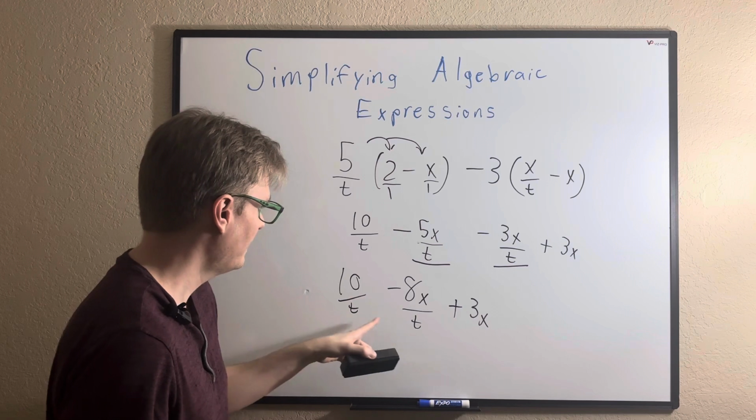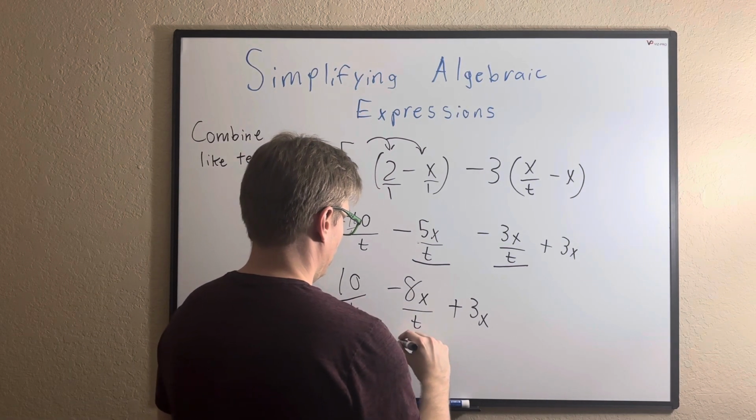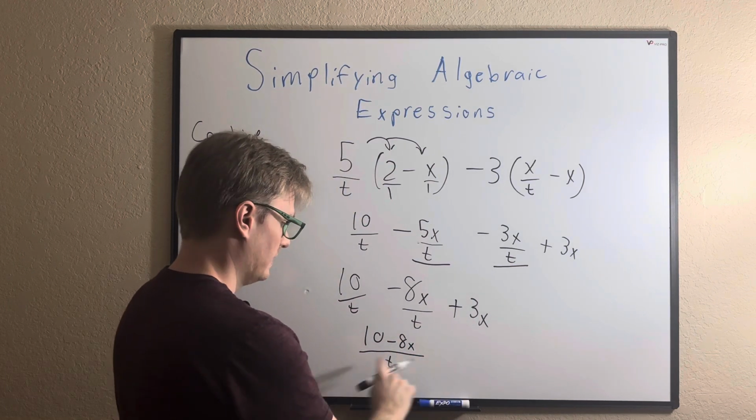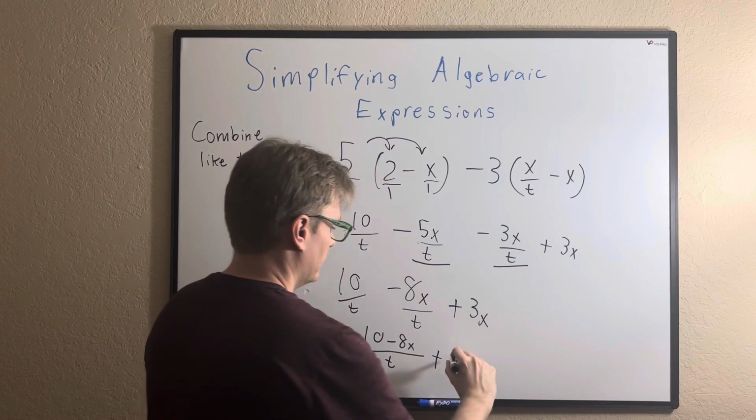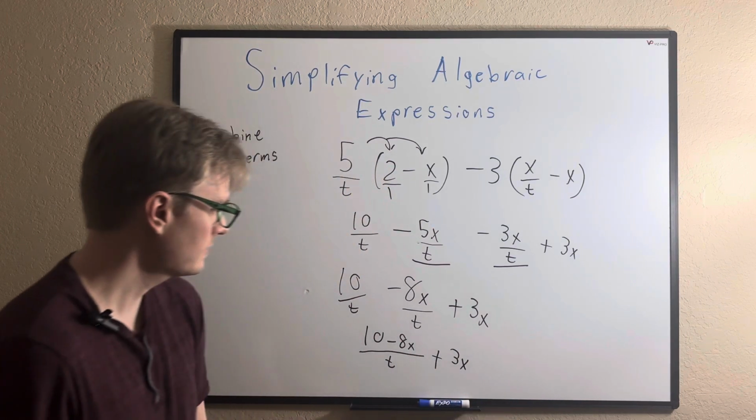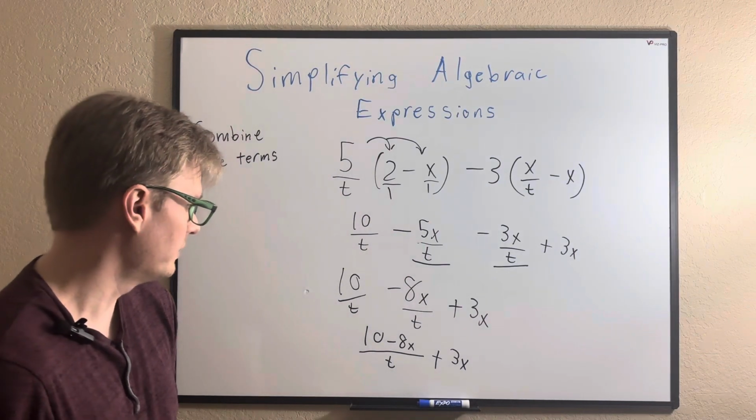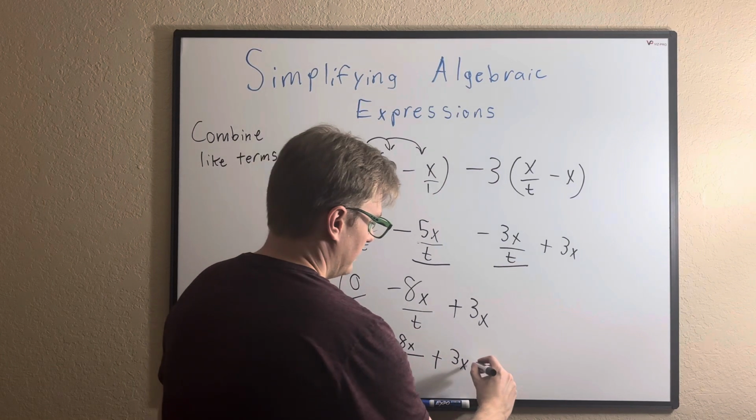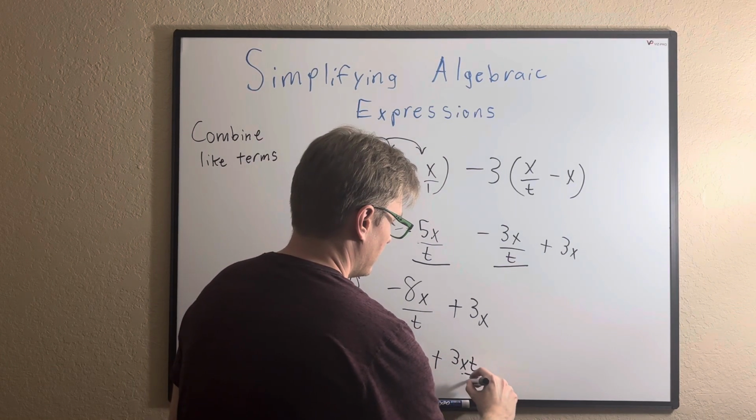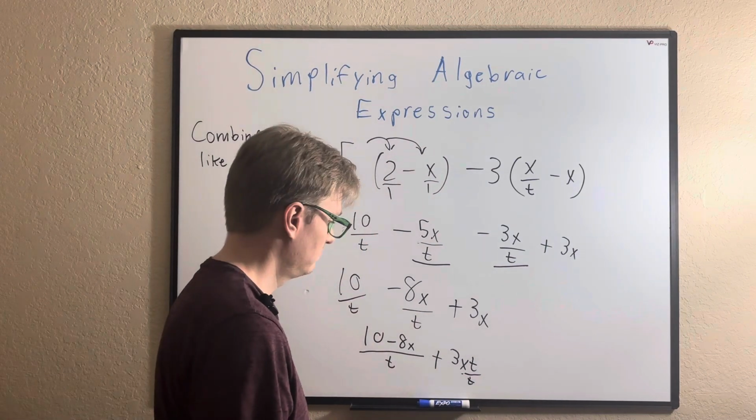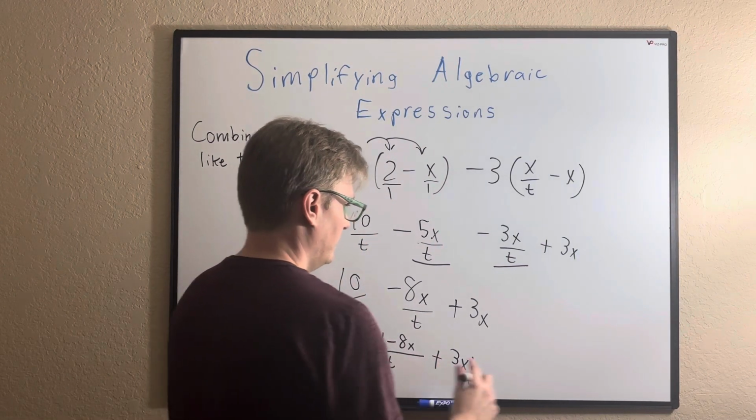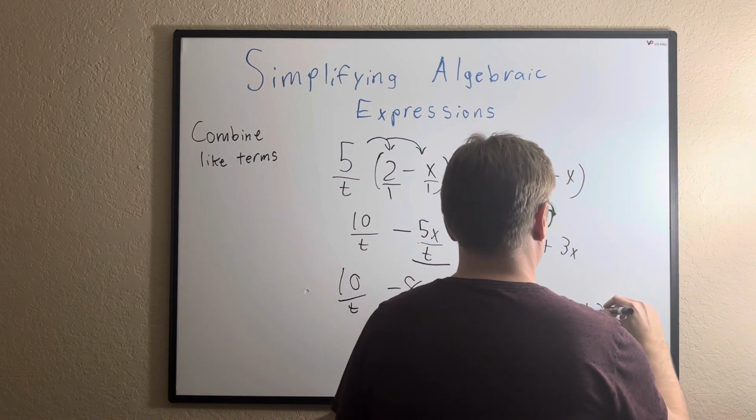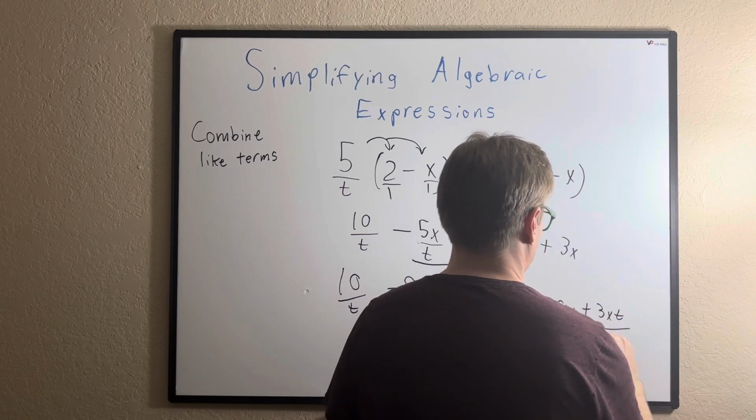Since these have a common denominator, you can actually do this, 10 minus 8x all over t. Just make sure when you write that your fraction line is really long. And you can even go further. You can rewrite that. You can multiply this by t over t. It's just multiplying it by 1. Doesn't change it at all. And you can make the whole thing a fraction. 10 minus 8x plus 3xt all over t.